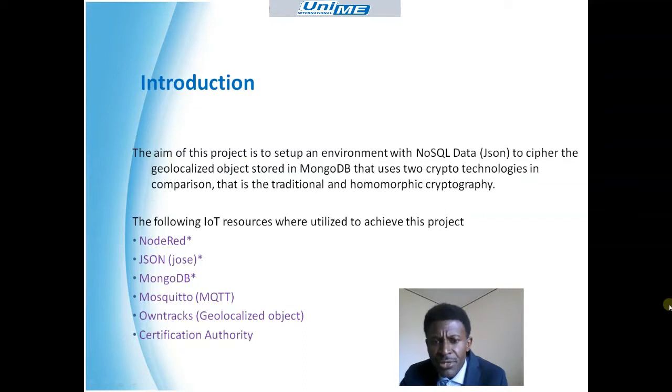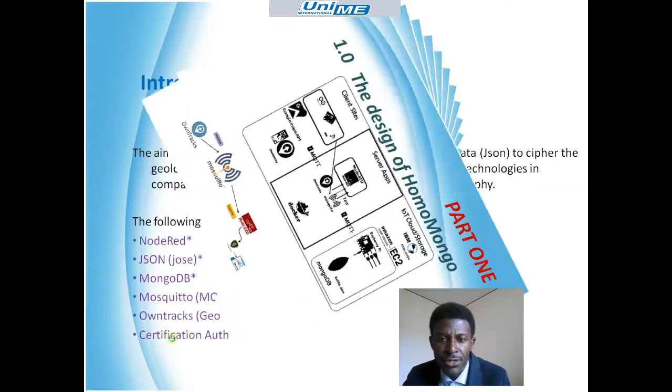The following IoT resources were utilized to achieve this project. The ones marked with an asterisk are Composer, Node-RED, JSON, MongoDB. The remainder the researcher can use or add at their own discretion to complete this project. I used Mosquitto telemetry, MQTT, Owntracks to cipher the geolocalized object position and certificate authority.